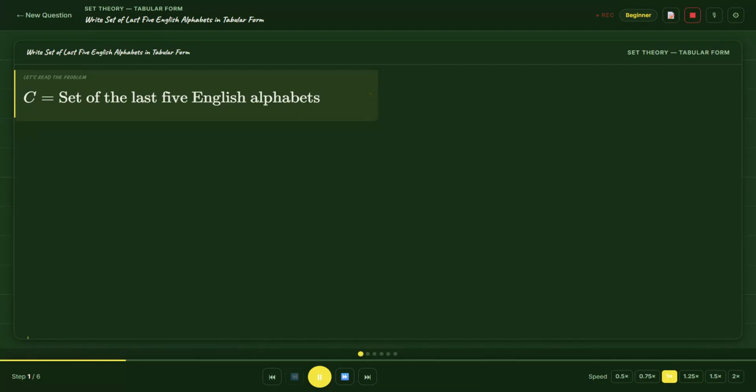Hi there, friend. Today we have a fun and easy problem. We need to find the last five letters of the English alphabet and write them as a set.